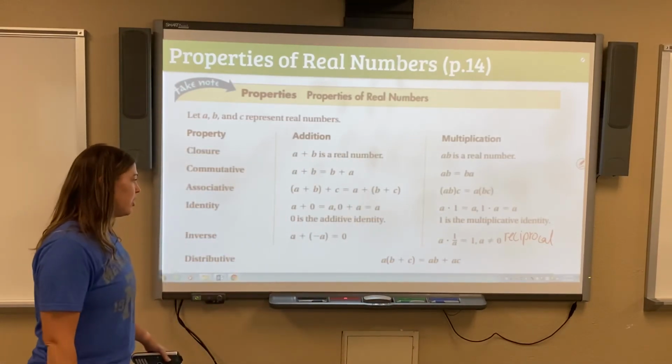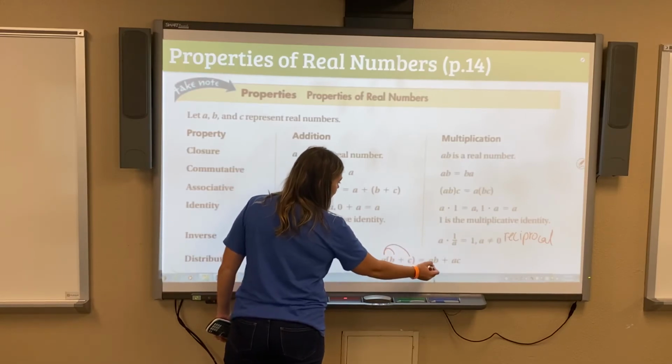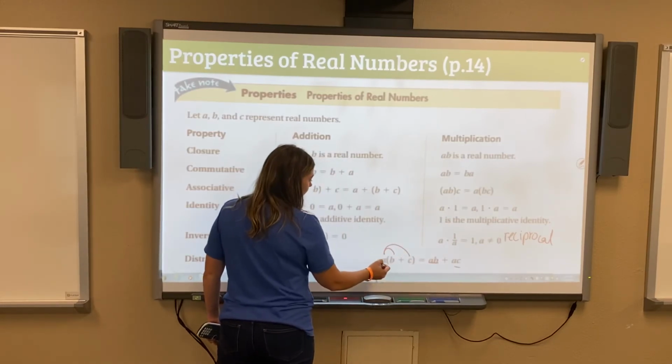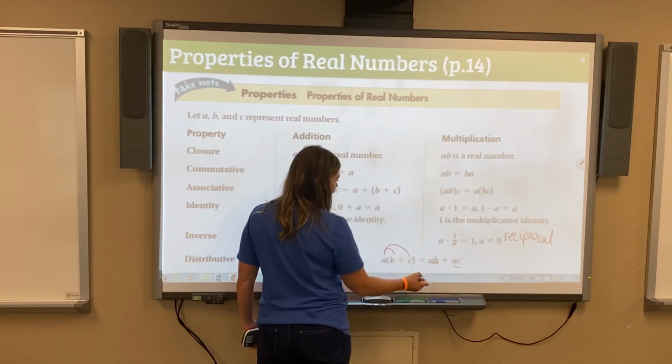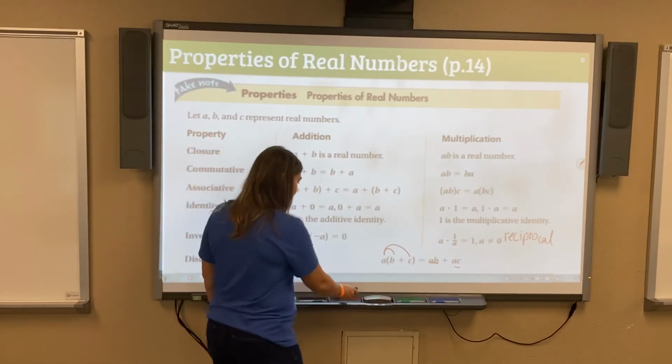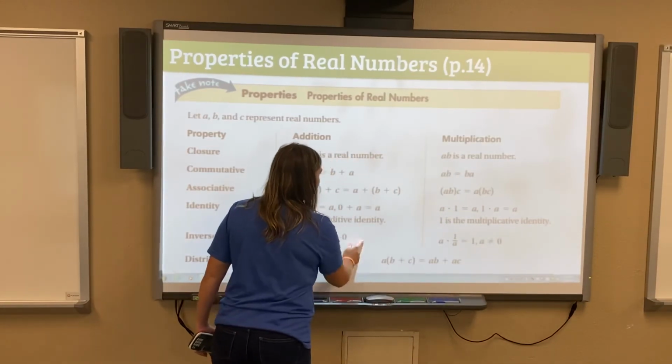Okay, and then the distributive property. A times the quantity B plus C is the same thing as A times B plus A times C. Okay, and I think that is it for the lesson.